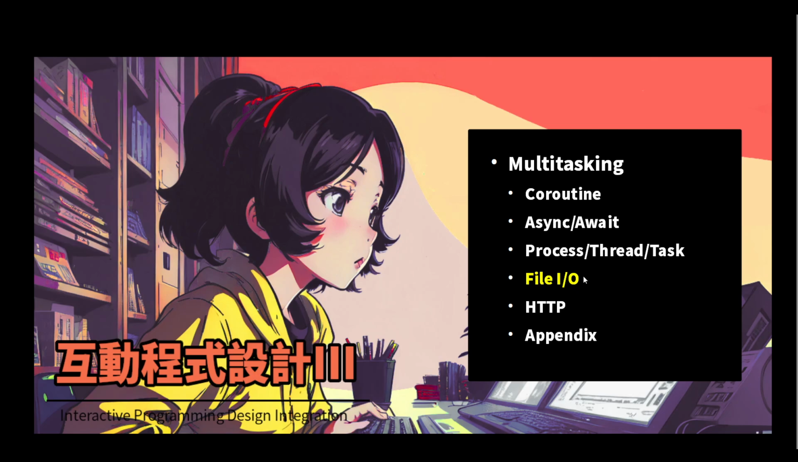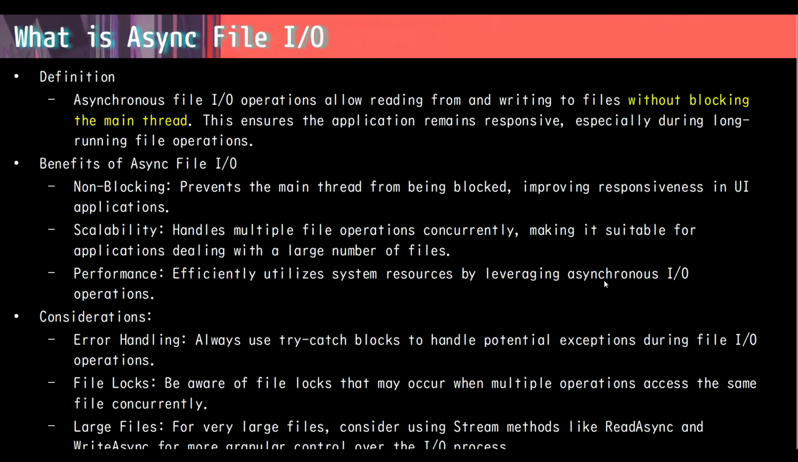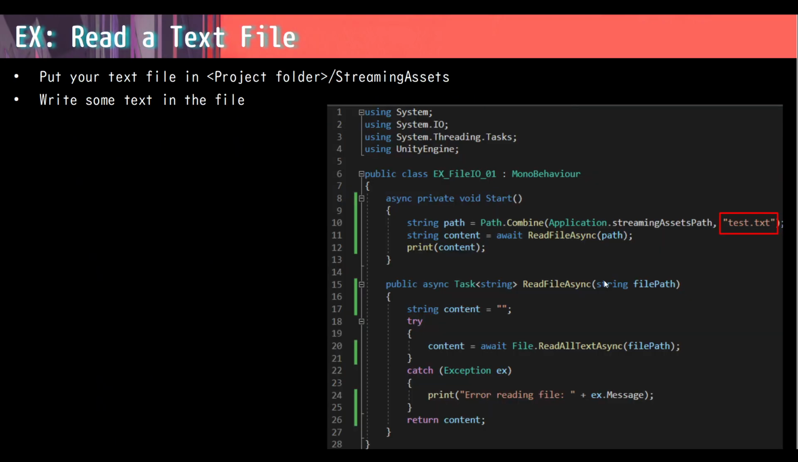So the next part is about the file operation. We care about how to input and output to a file in Unity. So the simplest solution may be that we can just skip the description of the solution. So let's directly dive into the code over here.